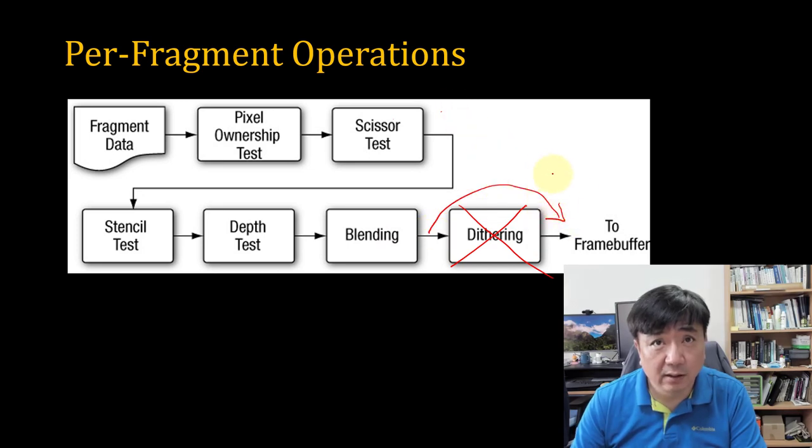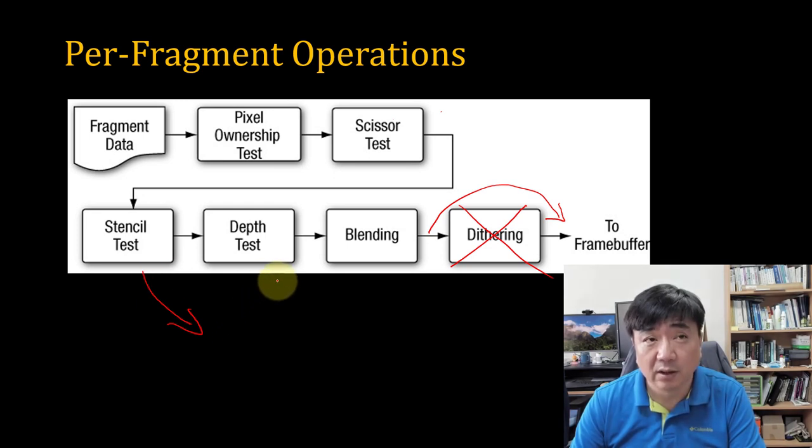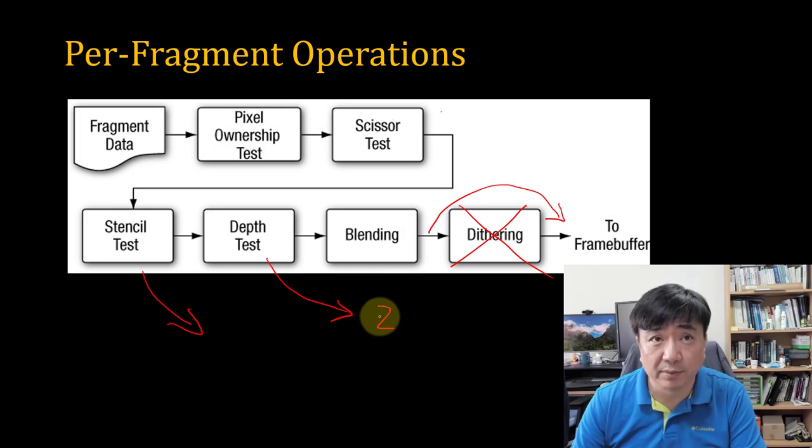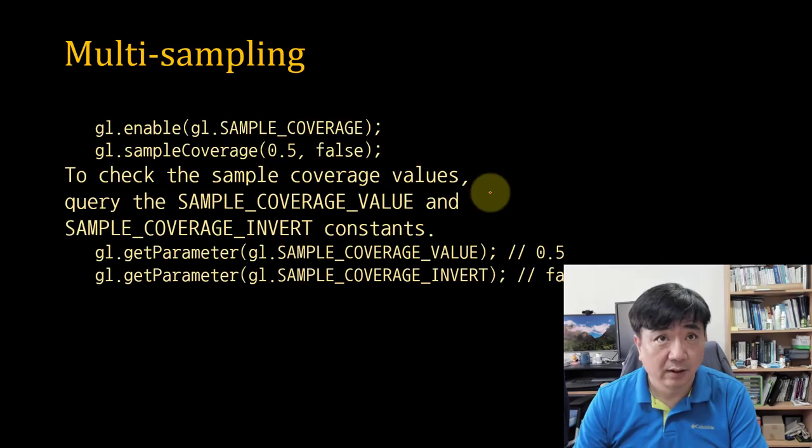In each step, until all testing is done, it is not stored to the frame buffer. For example, in case of the stencil buffer, it will be updated by the stencil test, or in case of the depth test, the depth buffer will be updated in the depth test.